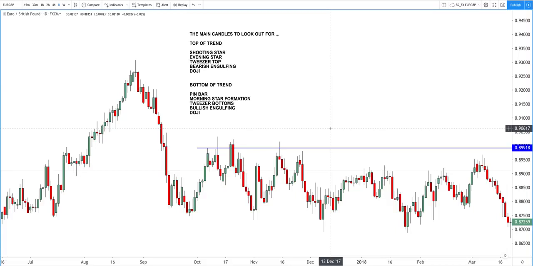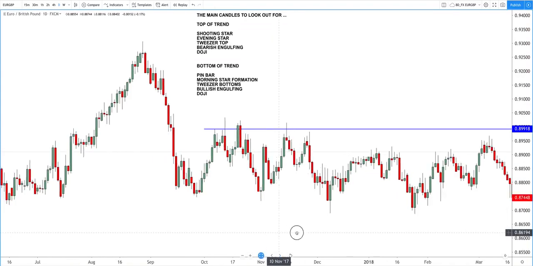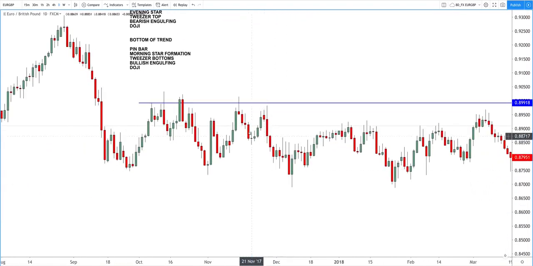I like to get in before you see an evening star on a daily chart, because here is an evening star formation. 1, 2, 3. This third candle completes an evening star formation. It's called an evening star because it's at the top of a trend. So imagine a star being in the sky at night time. A morning star is at the bottom as it's rising. So an evening star is at the top as it's about to come down.